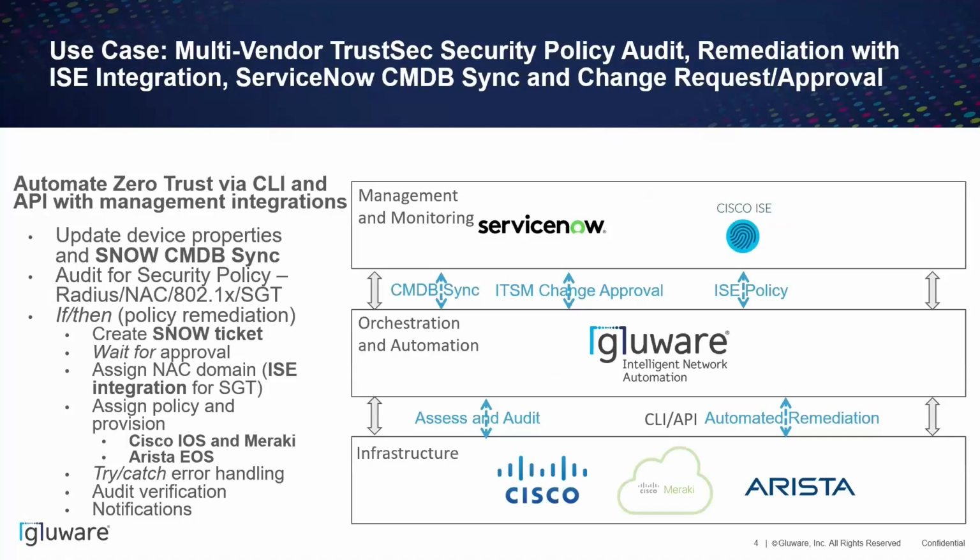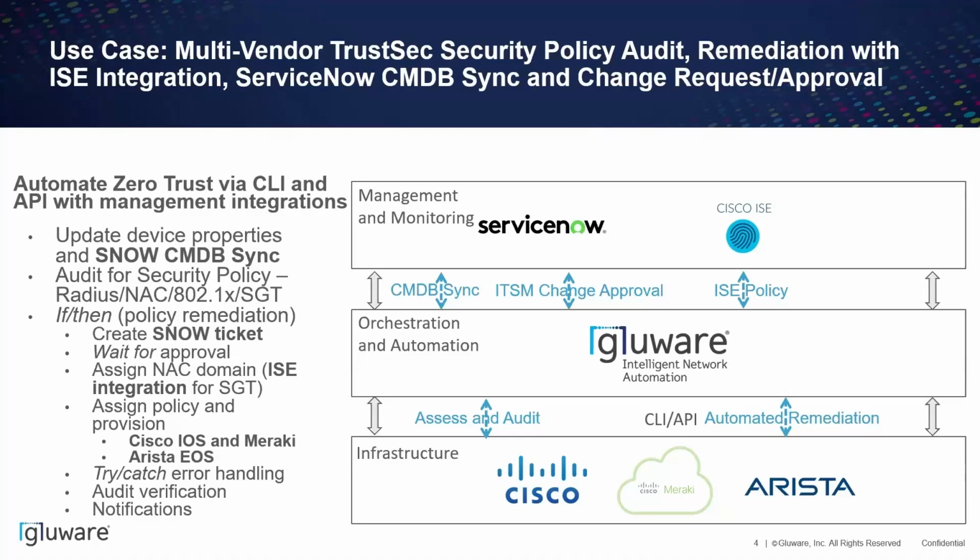In this demonstration, we're going to be using a pretty complicated use case that is a multi-vendor TrustSec security policy use case around auditing the current state of a network, then determining if it fails an audit of current determined state, then we'll initiate with ServiceNow and ultimately automate a remediated change.